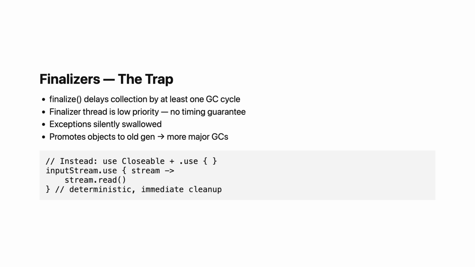Nobody will ever know. The right approach for resource cleanup in Kotlin is the use or Closeable pattern. If you have something that needs explicit cleanup, implement Closeable and use the use extension function. It is deterministic, it is immediate, and it does not mess with the garbage collector.